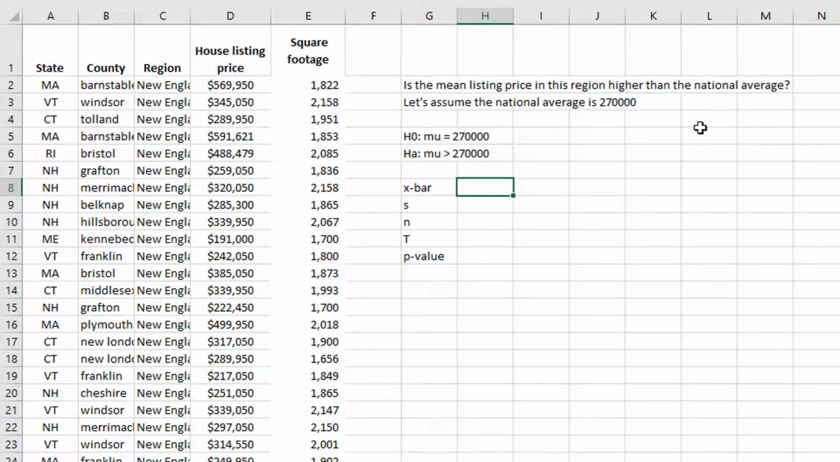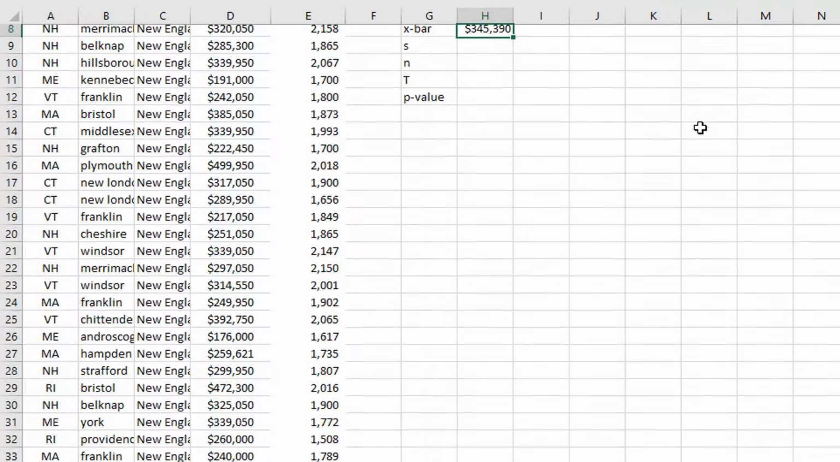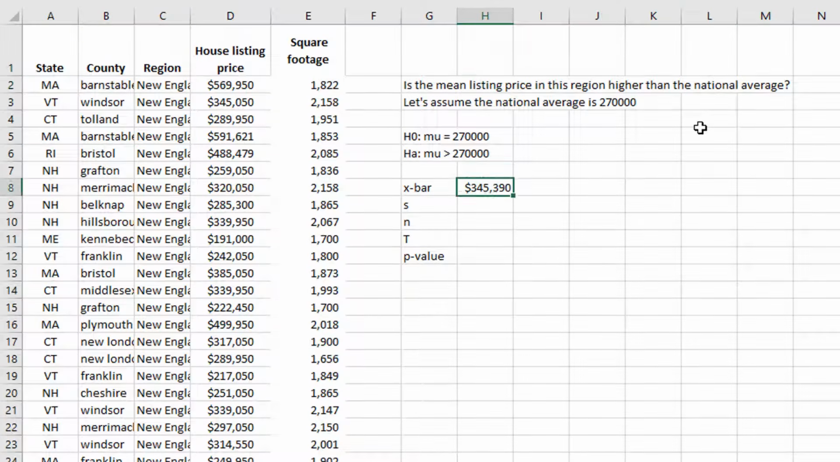First off, the AVERAGE function gets you the sample average. AVERAGE, parenthesis, I'm going to go over here and select house listing prices from D2 down to D101. Okay, so there's my average. Obviously, that's way bigger than 270,000, but there's a lot of variation. And the question is, is this significantly bigger? Which is to say, is that something we would attribute to a true difference, or could this be just due to the randomness of sampling? Well, this all depends on how much variation there is within this region. So that's going to be calculated by the standard deviation.